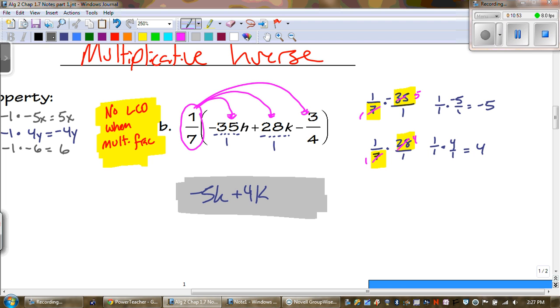Okay, last one. You're multiplying 1 over 7 times negative 3 over 4. Looking at your corners, there's nothing you can reduce, so you just multiply straight across. Negative 3 over 28. And that's your final answer. Okay.